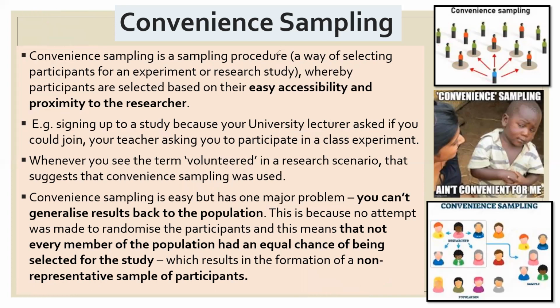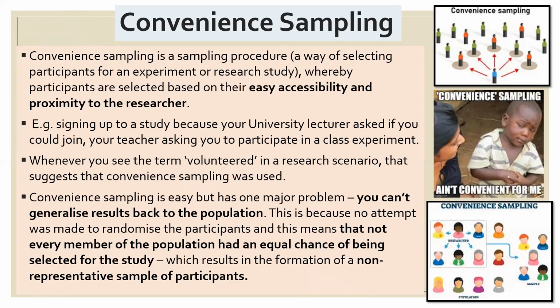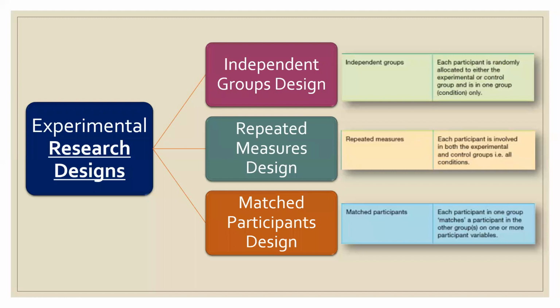So that's convenient sampling. Then we've got the 3 types of research designs. The 3 types of research designs are just talking about how we would allocate participants once they're in the study. So once we've selected them through convenient sampling, we would then decide, okay, which group am I going to put this bunch of participants in and which group am I going to put the other group of participants in?